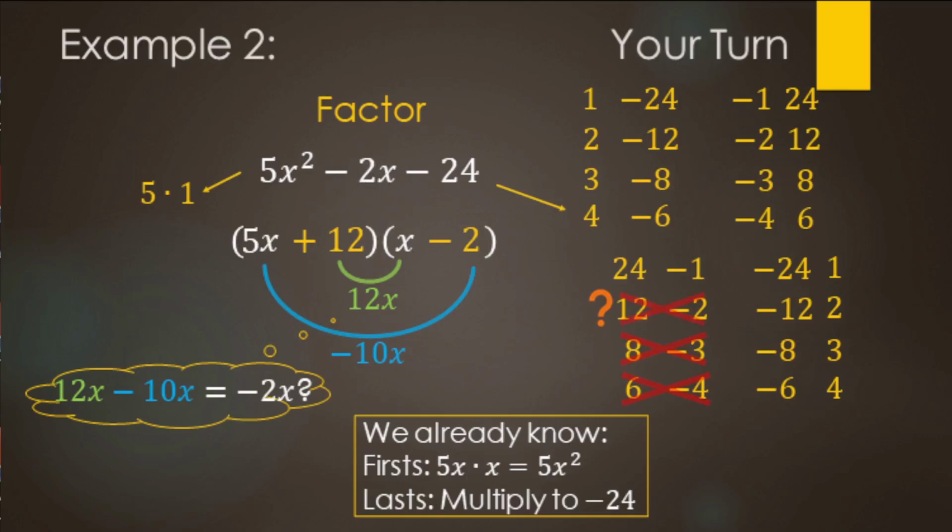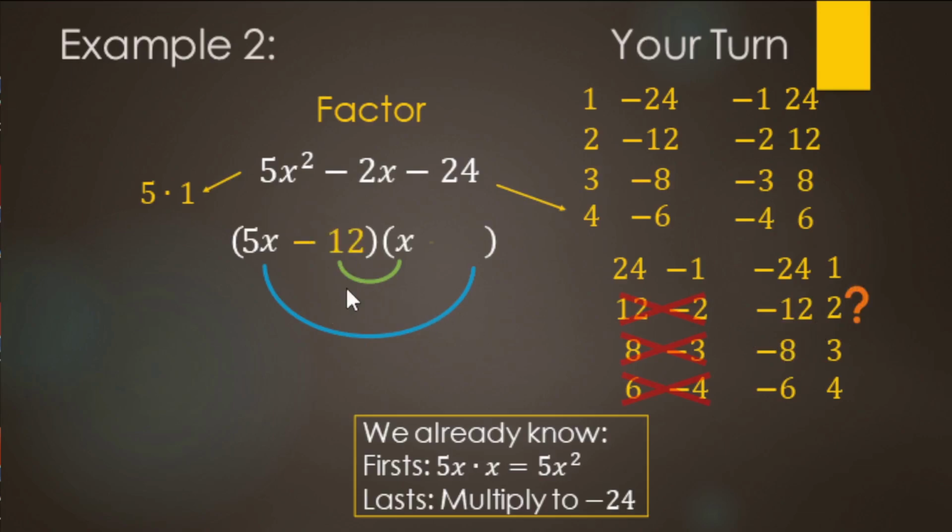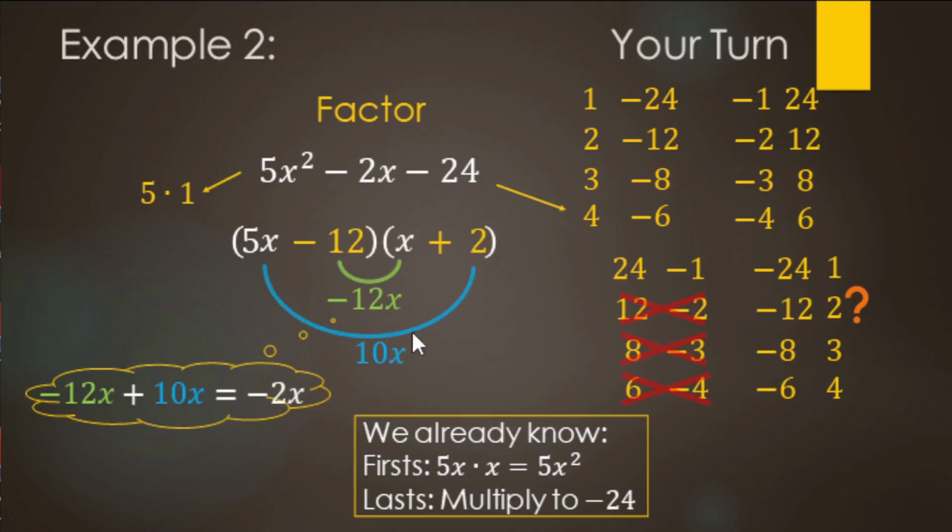So guess what our answer is going to be? The opposites. Instead of a positive 12 and negative 2, it's going to be a negative 12 and a positive 2. So we're switching the signs there. Now check it out. Here we go. 5x times 2 makes 10x. Negative 12 times x makes negative 12x. And guess what we get? We get negative 2. So there's our answer there.